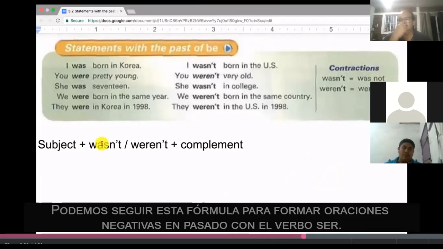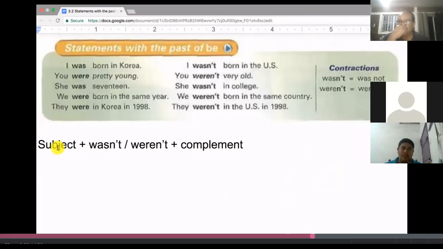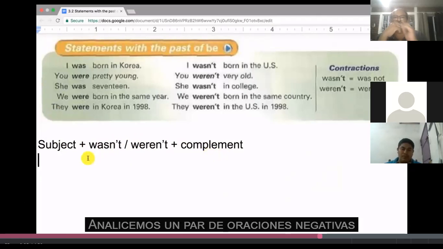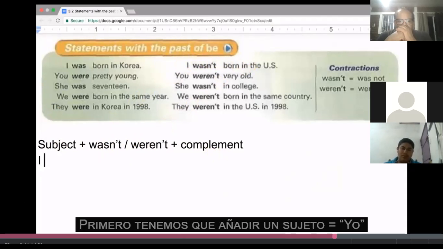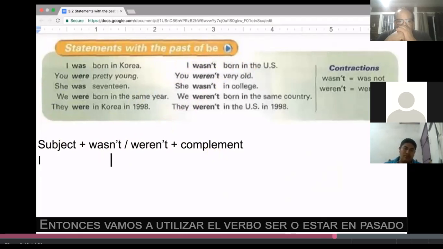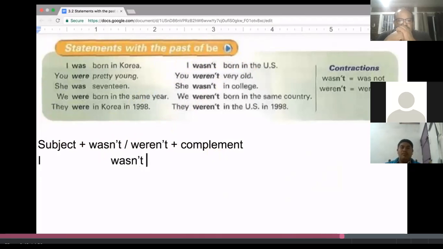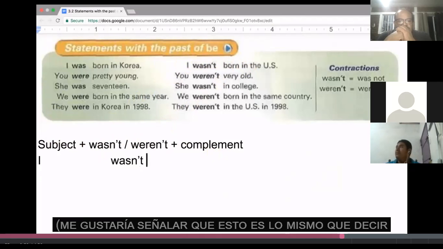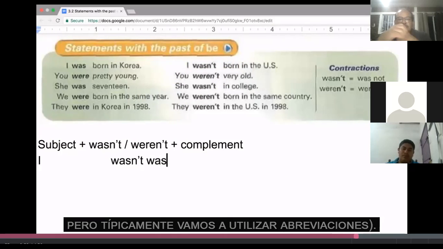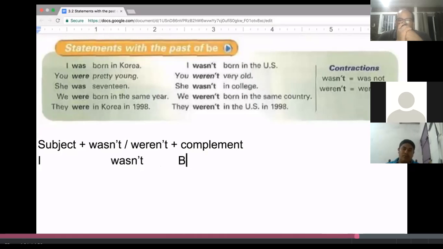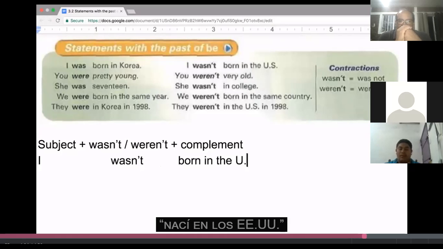We can follow this formula to form negative statements in the past with be. Subject plus wasn't or weren't plus complement. Let's analyze a couple of negative examples. I wasn't born in the U.S. First, we need to add a subject, I. Then we will use the verb to be in the past in its negative form, wasn't. I would like to point out that this is the same as saying was not, but we will typically use contractions. Finally, we include a complement, born in the US.